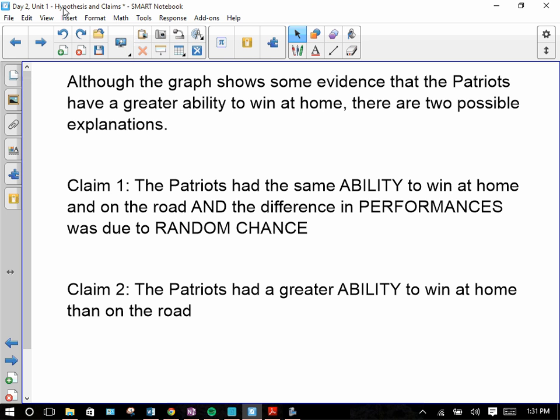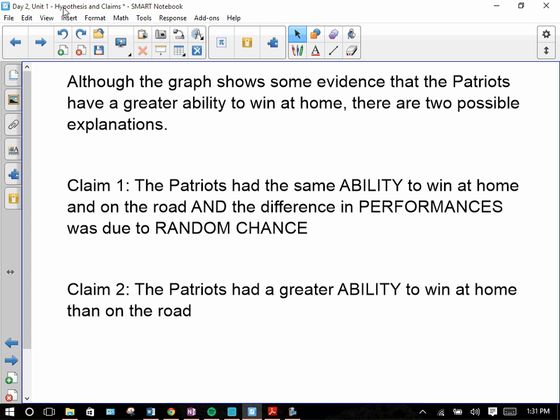Okay, so, like I said, although the graphs show evidence that the Patriots have a greater ability to win at home, we have those 2 possible explanations. Claim one: the first explanation is that the Patriots had the same ability to win at home and on the road, and the difference in performances was due to random chance. The second explanation is that the Patriots had a greater ability to win at home than on the road.